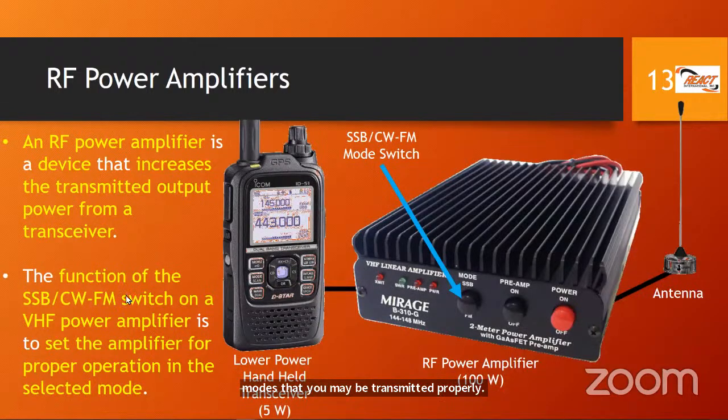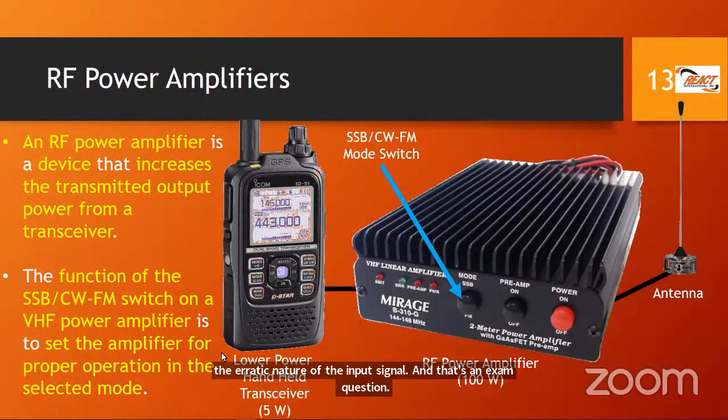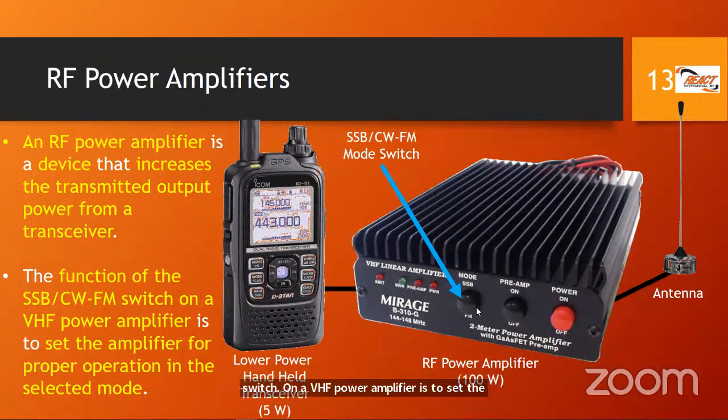And that's an exam question. The function of the SSB/CW/FM switch on a VHF power amplifier is to set the amplifier for proper operation on the selected mode. That just simply means that if I'm going to use SSB, single sideband, or maybe even CW, you tell the amplifier that's the mode that's going to come in, to prepare for it, so that it will treat it a little bit better than had it been a continuous signal mode.